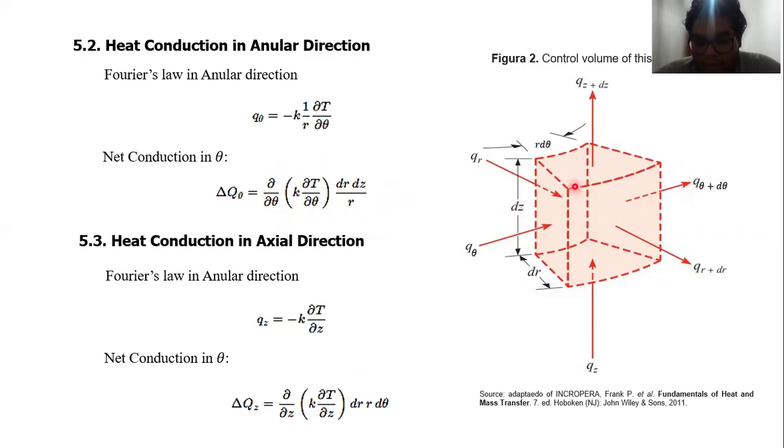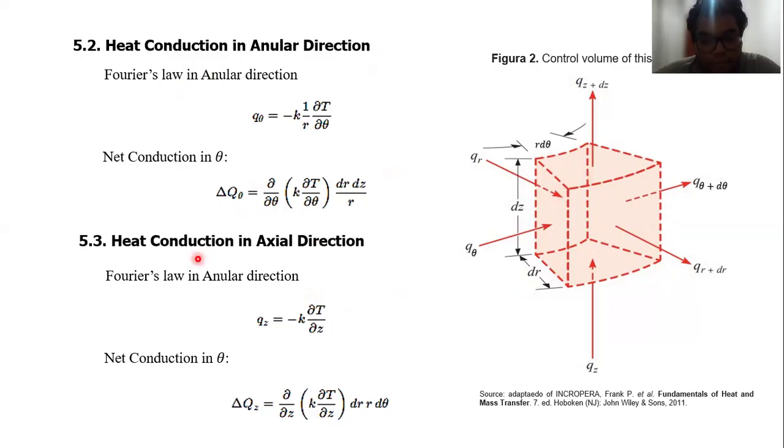Look at this: we have an area here which is not a rectangle. This area has a curvature, and because of that we have to divide it by r. In this other case here we have a rectangle, so we have an area which is the product of this length by this one. So this is the balance of the conduction in the angular direction.